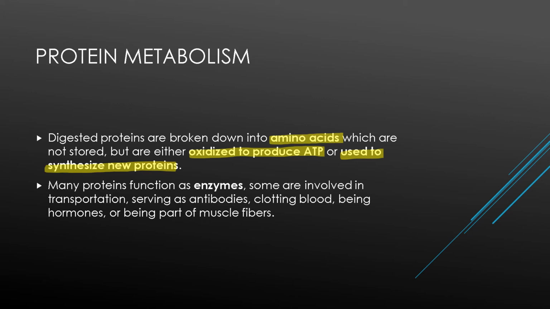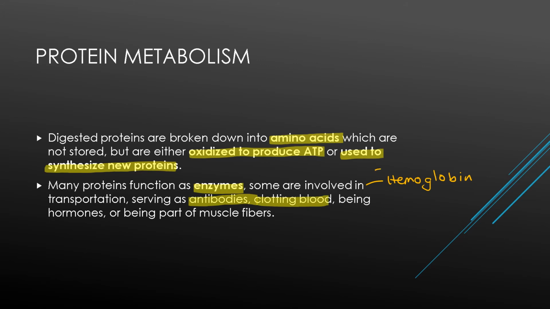Almost immediately after digestion, amino acids are reassembled into proteins. Many proteins function as enzymes. Others are involved in transportation, like hemoglobin would be an example of a transportation protein, transporting oxygen and carbon dioxide in the blood. Some will serve as antibodies. Clotting chemicals would be another type of protein.